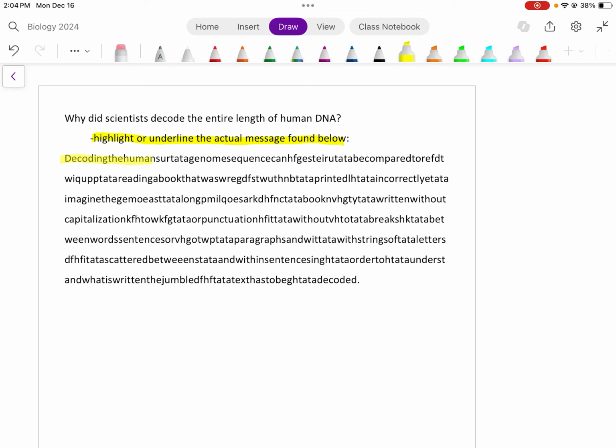Decoding the human genome sequence can, and keep going. Go through just this paragraph and try to find the actual message. I'll have you pause the video and we'll take a look at what the completed message looks like. But please go ahead, pause the video and get your highlighter out and see if you can find the message inside this jumble of letters without any kind of punctuation or capitalization.